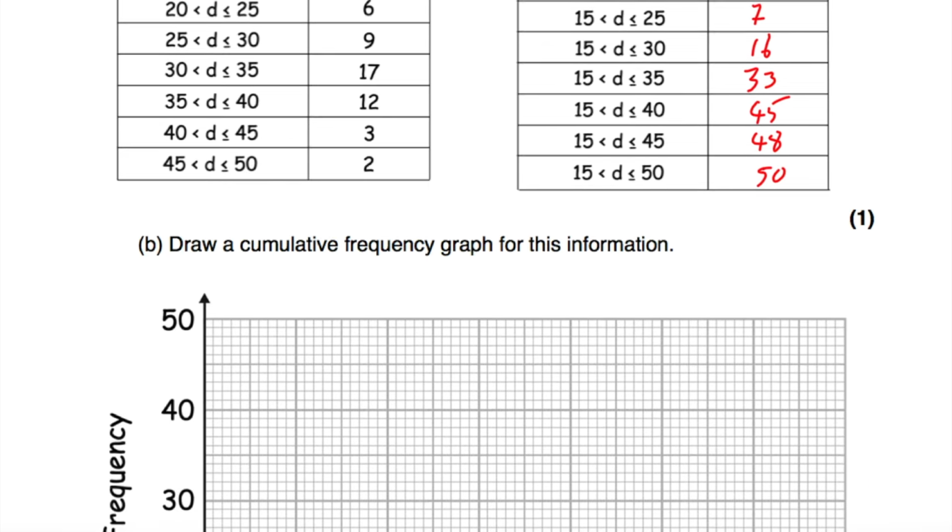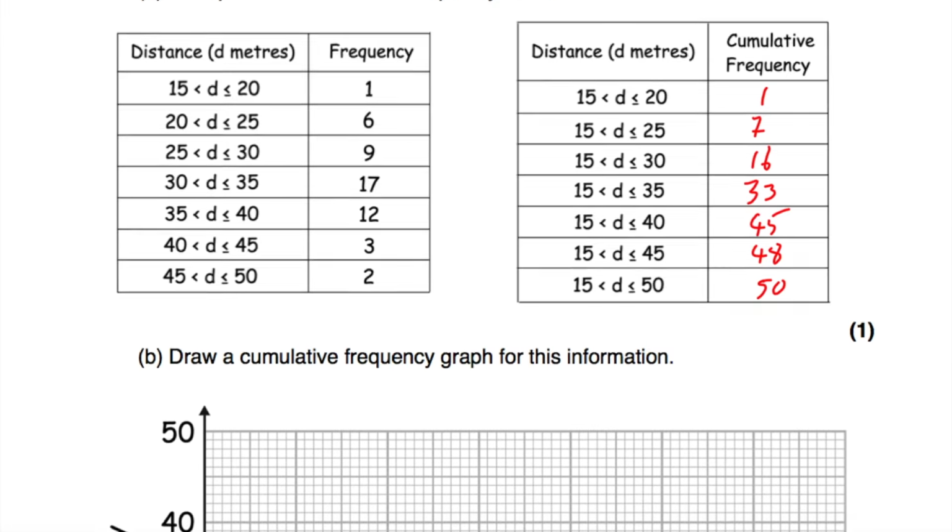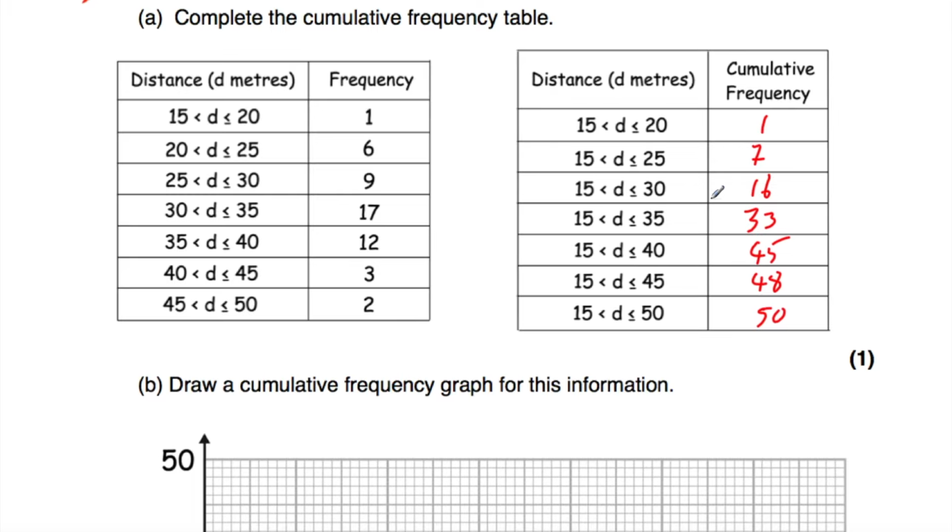And then if we go down, part B says to draw the cumulative frequency graph for that information. So we want to plot these points. And remember, we plot them at the end of each category. So 20 across, 1 up. 25 across, 7 up. 30 across, 16 up, and so on. So let's do that.